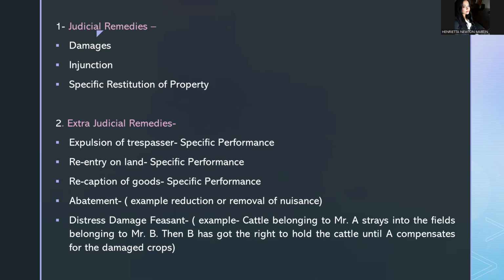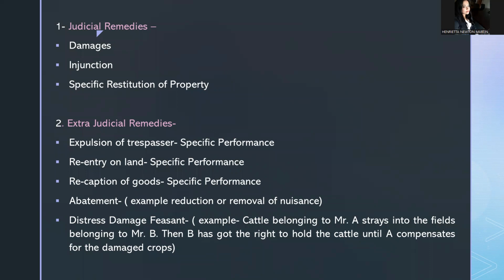Now, about extrajudicial remedies, under that we have expulsion of the trespasser, that comes under specific performance, that is to remove the trespasser, the one who has trespassed your land, to remove the person out. Re-entry on the land, specific performance, that is if a person has dispossessed another person, to bring the person on the land or in the property or in the house. Then recapturing of goods, that comes again under specific performance.